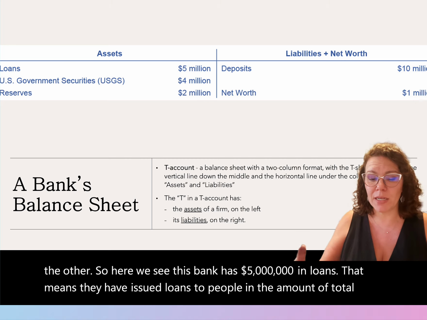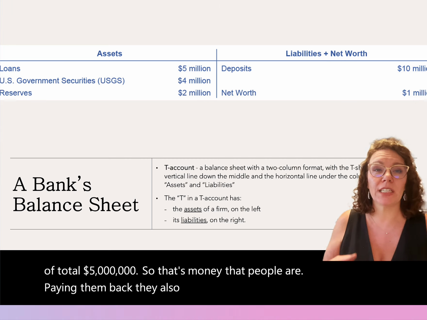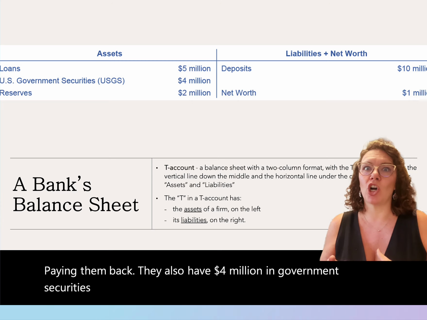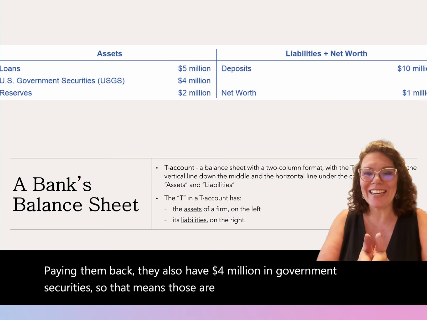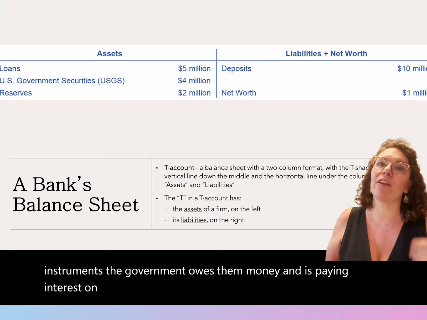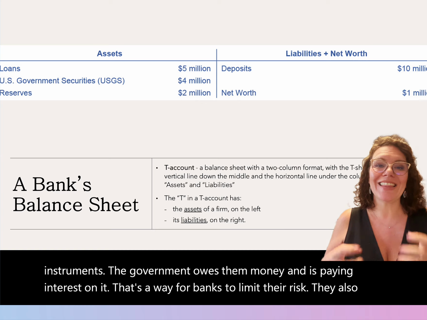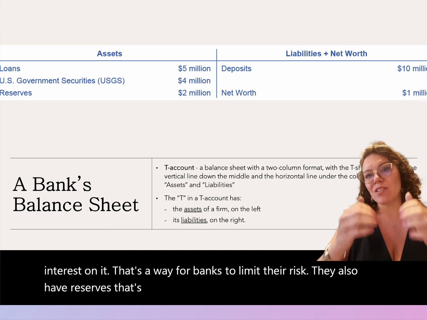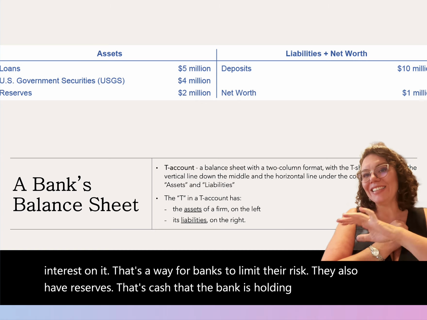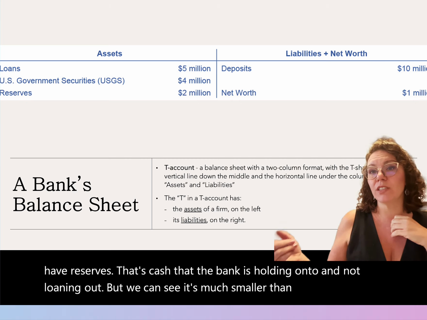So that's money that people are paying them back. They also have $4 million in government securities. So that means those are assets. Those are debt instruments. The government owes them money and is paying interest on it. That's a way for banks to limit their risk. They also have reserves. That's cash that the bank is holding on to and not loaning out. But we can see it's much smaller than the quantity of loans they're issuing.